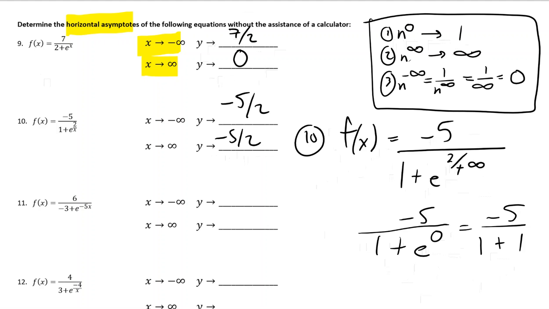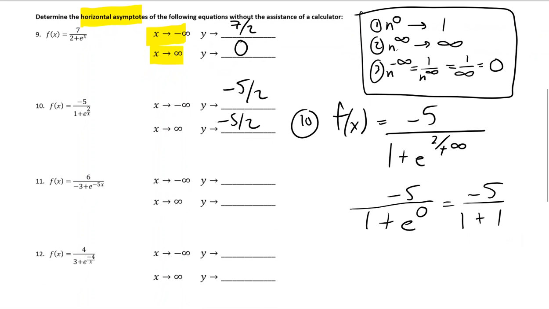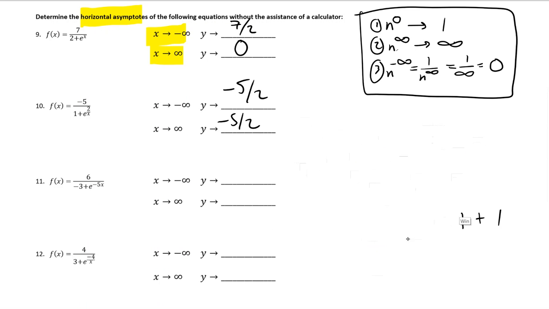So that particular graph, the left side of the graph and the right side of the graph are both approaching the same y value. They don't have to, like number 9, but they can, like number 10. Okay, so let's keep going. Number 11.